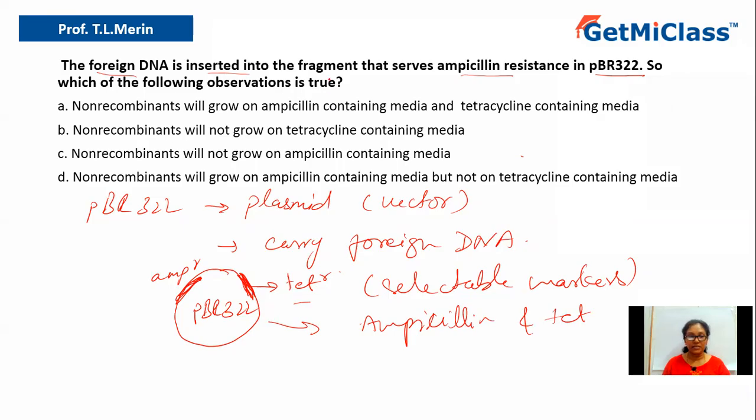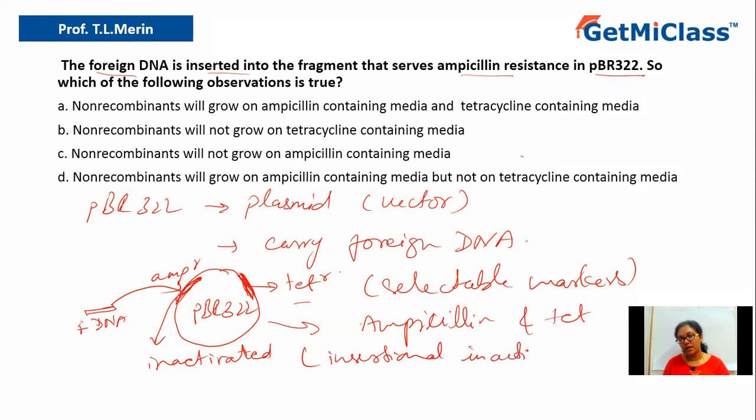But according to the question, they are inserting the foreign DNA. Suppose this is the foreign DNA, fDNA. They are inserting it within the ampicillin resistant gene. So when we insert within the ampicillin resistant gene, what is happening? It will get inactivated. Why? Because it has now been altered by the entry of the foreign DNA. This is called insertional inactivation.